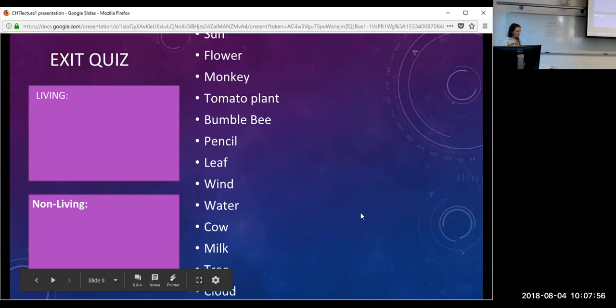Good job. So you now know how to determine what is living and what is not. And you know how to listen to connected speech and spoken English.